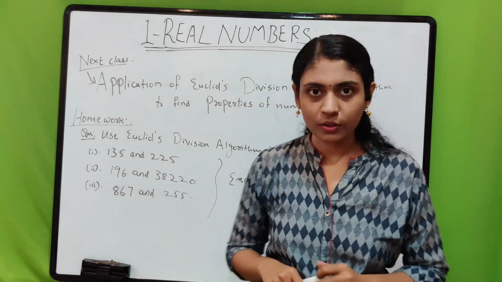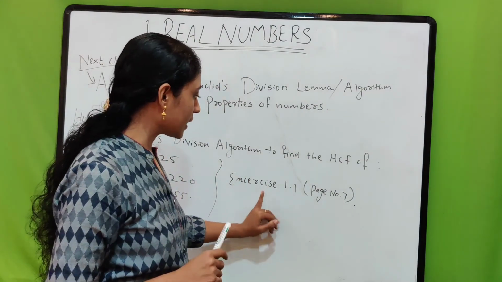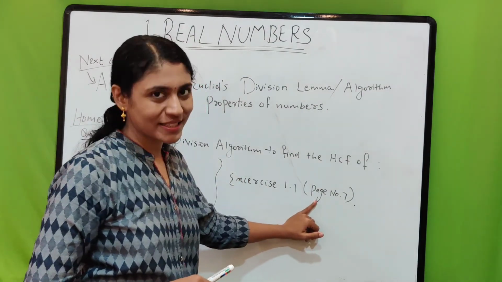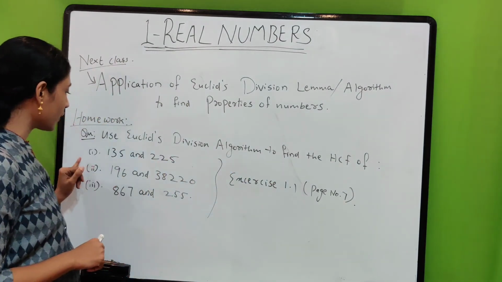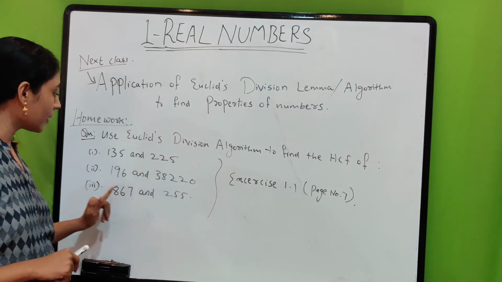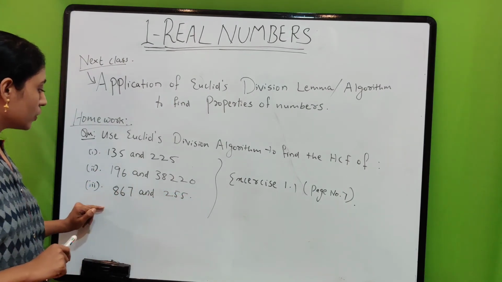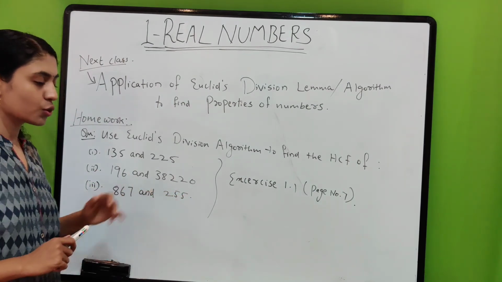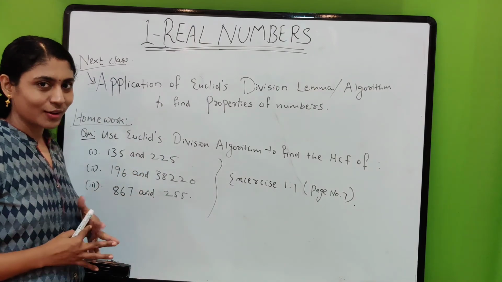And we have homework, okay? You do this homework. These questions are in your textbook, that is exercise 1.1 and page number 7. And the question is, use Euclid's division algorithm to find the HCF of 135 and 225. Hope you can see this. The second is 196 and 38220, and third one 867 and 255. We can solve these in the next class. You try to work this out.